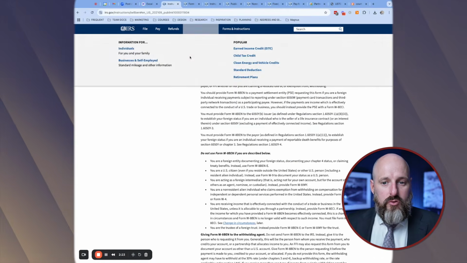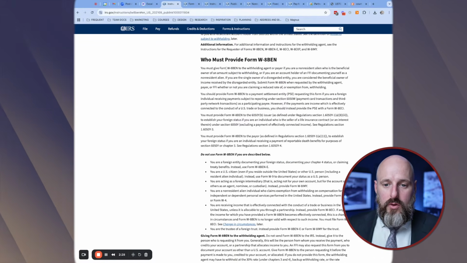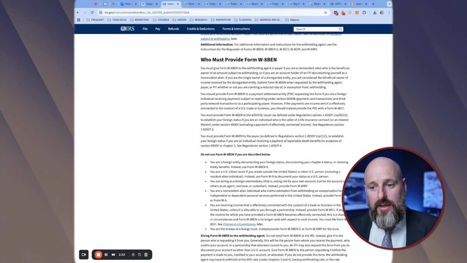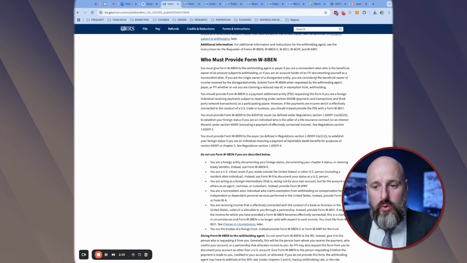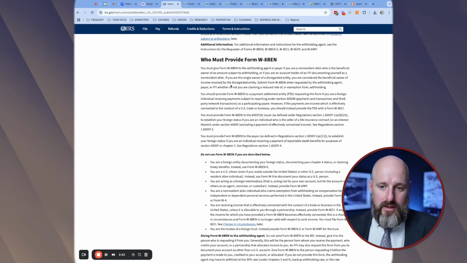I'm going to skip through to the instructions for Form W-8BEN first. So who must provide Form W-8BEN? You must give a Form W-8BEN to the withholding agent or payer if you're a non-resident alien who is a beneficial owner of an amount subject to withholding, or if you're an account holder of a foreign financial institution, or just whatever, documenting yourself as a non-resident alien. I have a lot of contractors on my team who are non-residents, and they all have a W-8BEN on file. So when the IRS asks me, James, why didn't you file 1099s for all these people you paid? I say I have a W-8BEN on file.